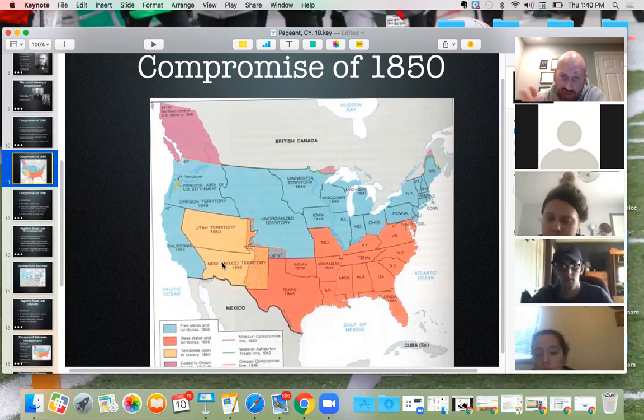So essentially what the Compromise of 1850 has done is it's repealed the Missouri Compromise. We now see the possibility of slavery existing north of 36°30′, at least in the Utah territory. Okay. So let's look at the significance of this compromise.